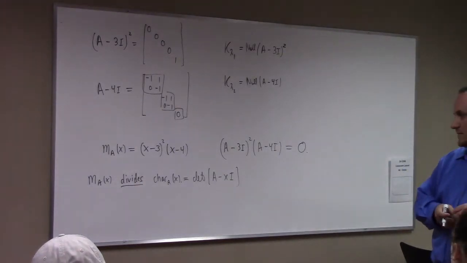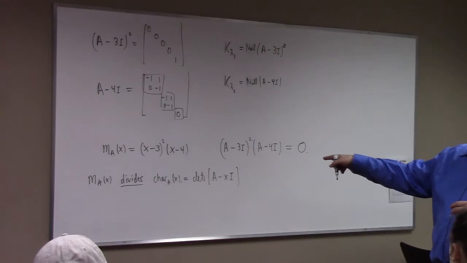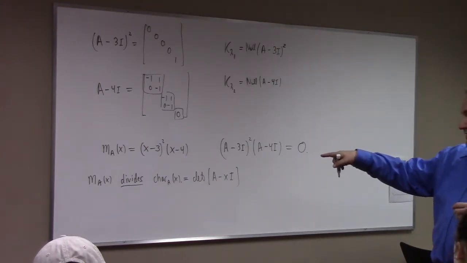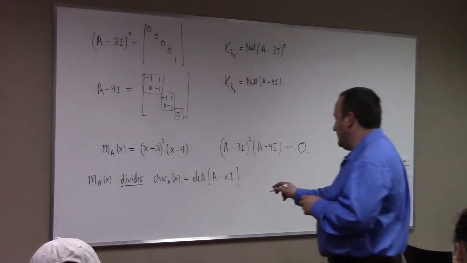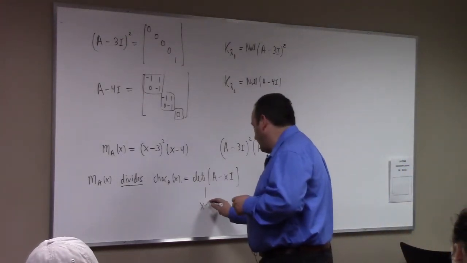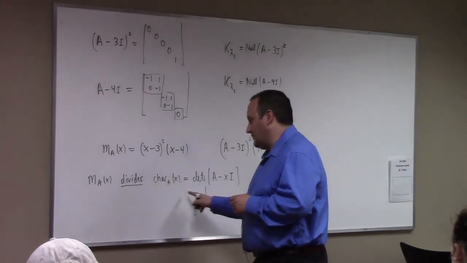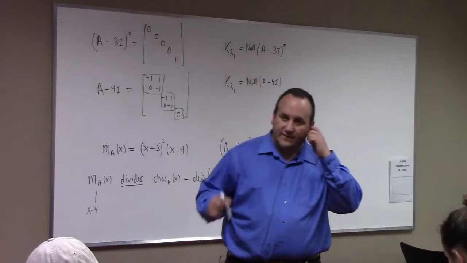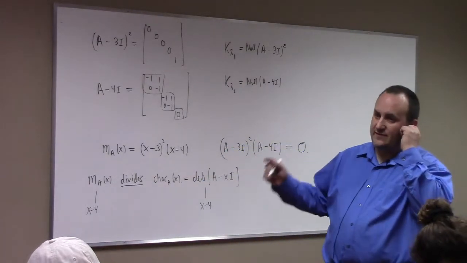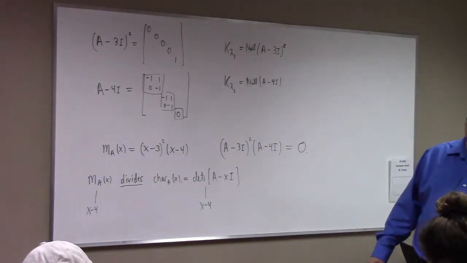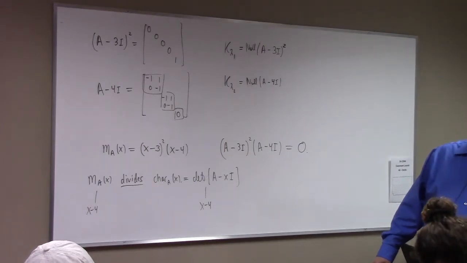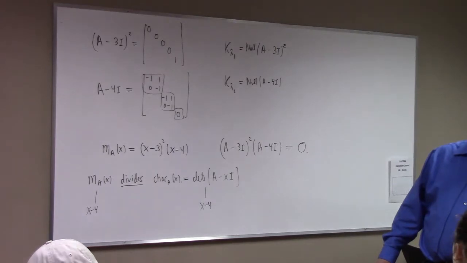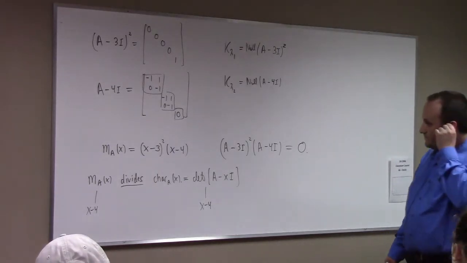All right, anyway. So if it divides, one of the things you can look for is that the characteristic polynomial and the minimal polynomial are related in the sense that if this has an x minus 4 in it, then you know what? This also has to have an x minus 4. Whatever factors are in the characteristic polynomial, you have to have at least one of each of those kinds of factors in the minimal polynomial. So that helps you in your search for minimal polynomials.